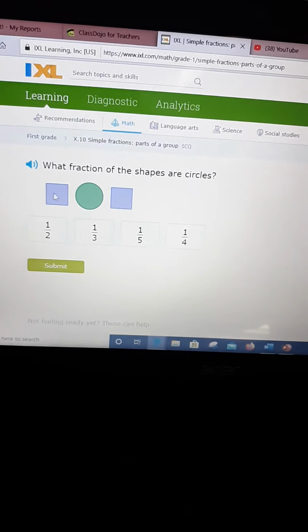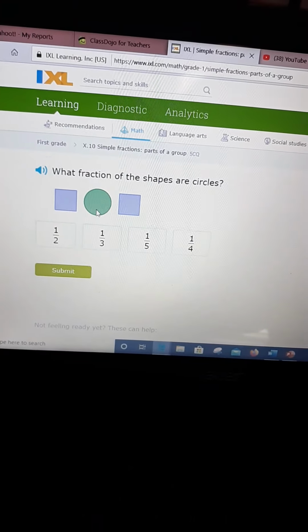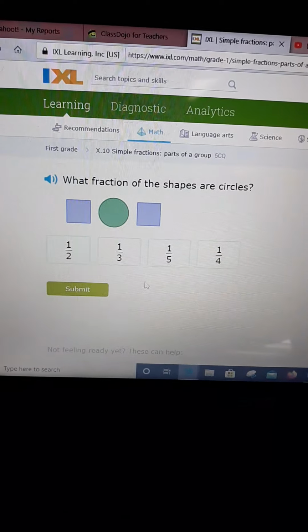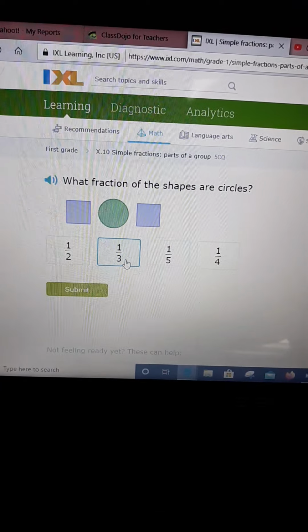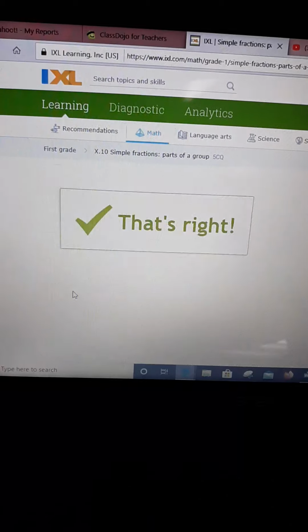So what fraction of these shapes, they're all shapes, but what fraction are circles? There's one circle out of 1, 2, 3. So 1/3 of these shapes are circles because 1 out of 3 are circles. I click the 1/3 and I'm going to press submit and I got it right.